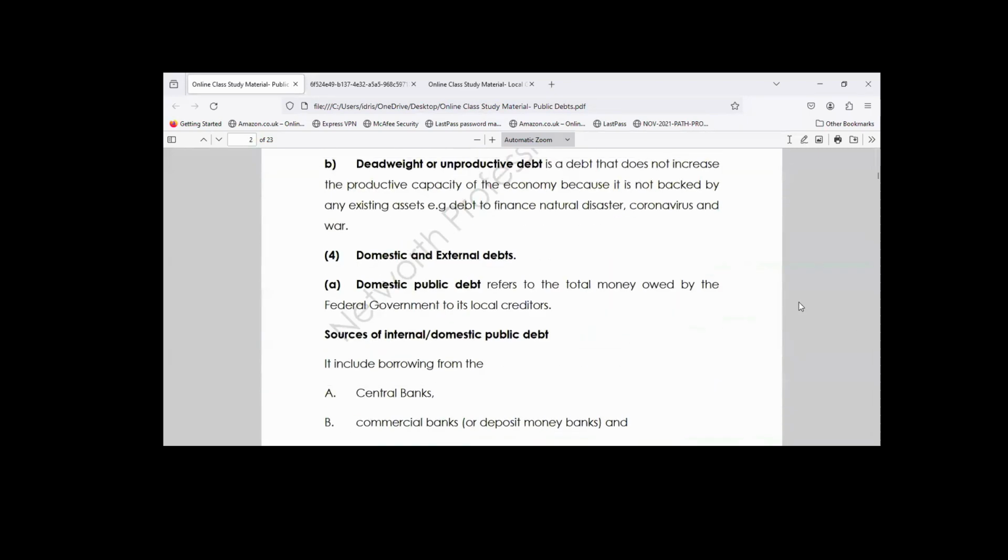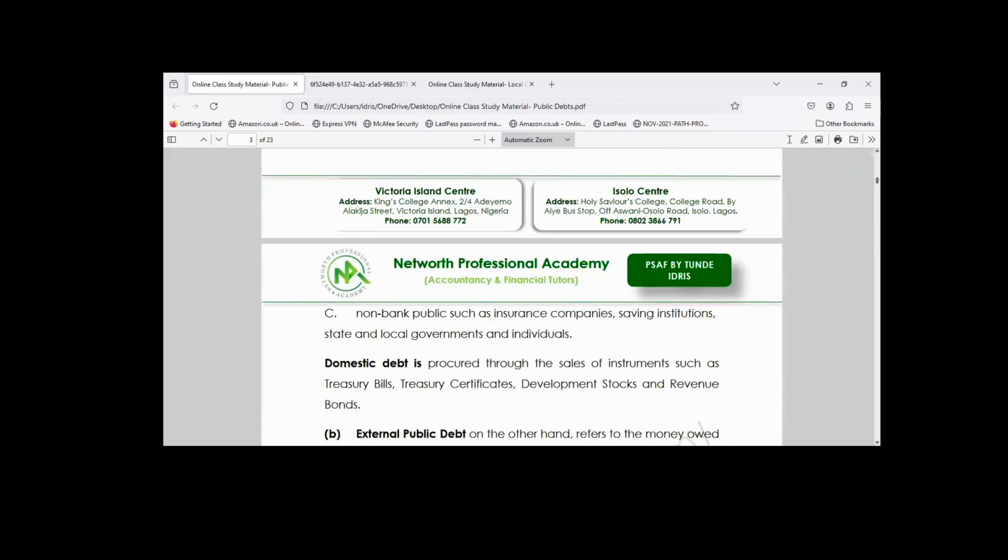Types of domestic debt that we have. What types of domestic debt do we have? Example: Treasury bill, Treasury certificate, development stock, revenue bond. They are the types of domestic debt. They are collected within the country.